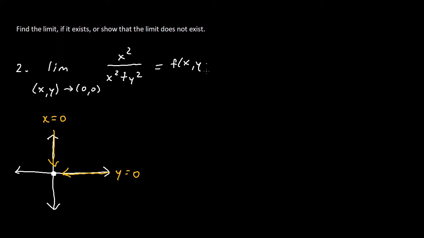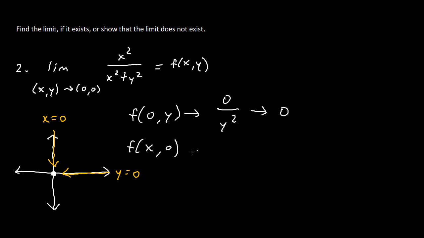So in this case, if this function is known as f of x comma y, since it's a multivariable function, let's go ahead and evaluate f of 0 comma y, because in this case we're going to make x value 0. When I do that, we'll get 0 squared, or 0, over y squared. So obviously 0 over y squared is 0. Now let's make y equal 0. So we have f of x comma 0. So when I do that, we'll have x squared over x squared plus 0, which is x squared. So that will give us a value of 1.